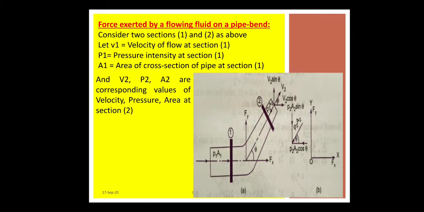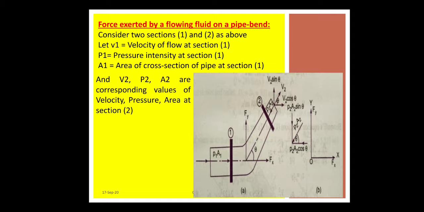See from the figure. From this figure, here you have two axes, right? Fx axis and Fy axis. So we can say it is a two-dimensional flow. One is the x axis, the other is the y axis. See the figure. Here you have the area A1 and pressure P1, and at section 2 you have pressure P2 and area A2.